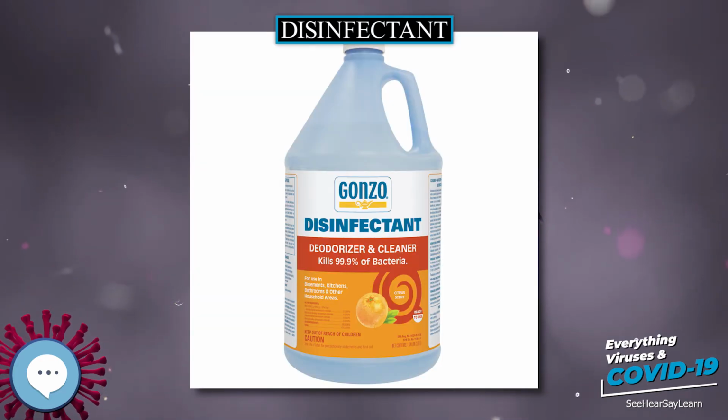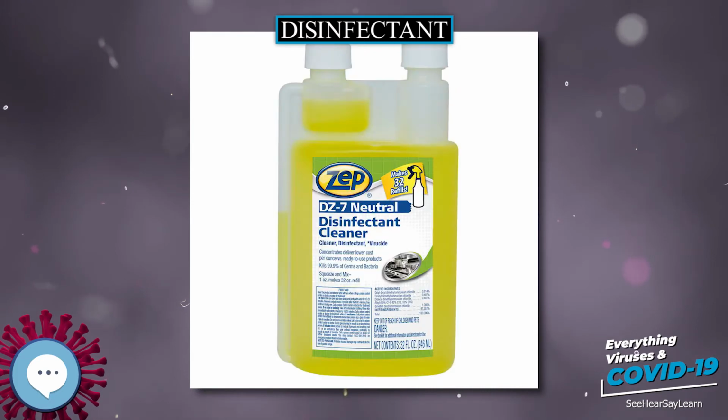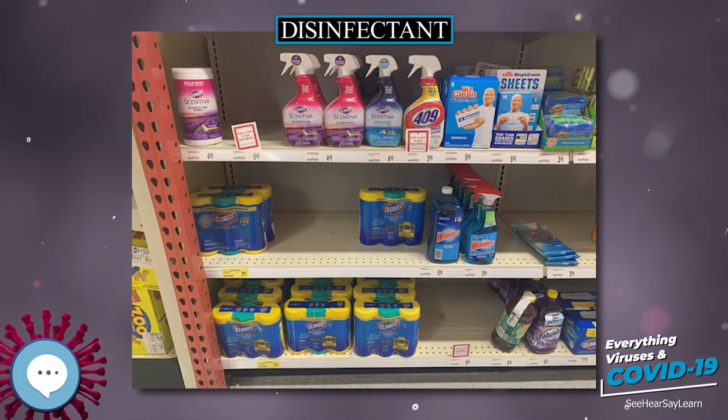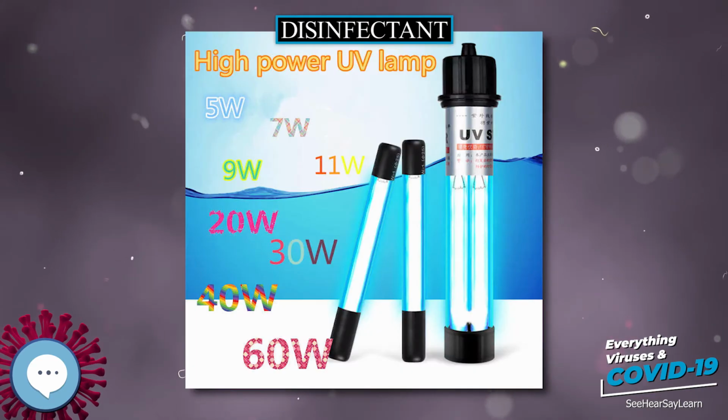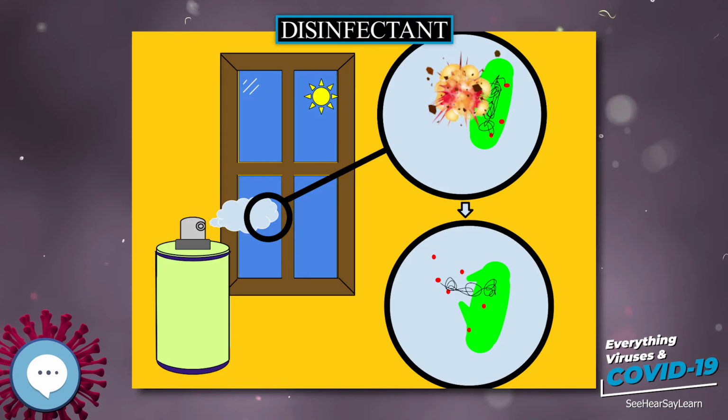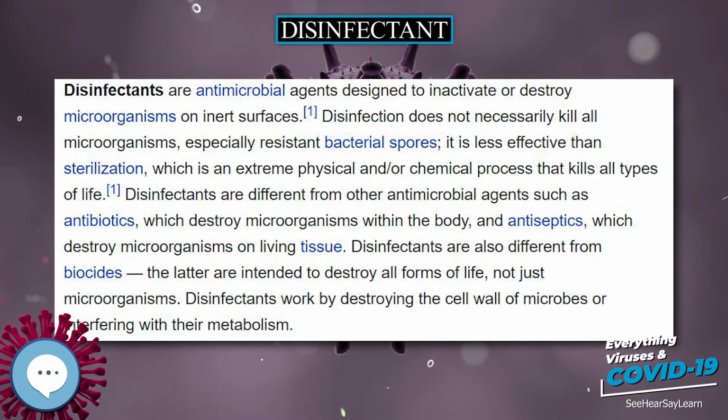Disinfectants are different from other antimicrobial agents such as antibiotics, which destroy microorganisms within the body, and antiseptics, which destroy microorganisms on living tissue. Disinfectants are also different from biocides. The latter are intended to destroy all forms of life, not just microorganisms. Disinfectants work by destroying the cell wall of microbes or interfering with their metabolism.